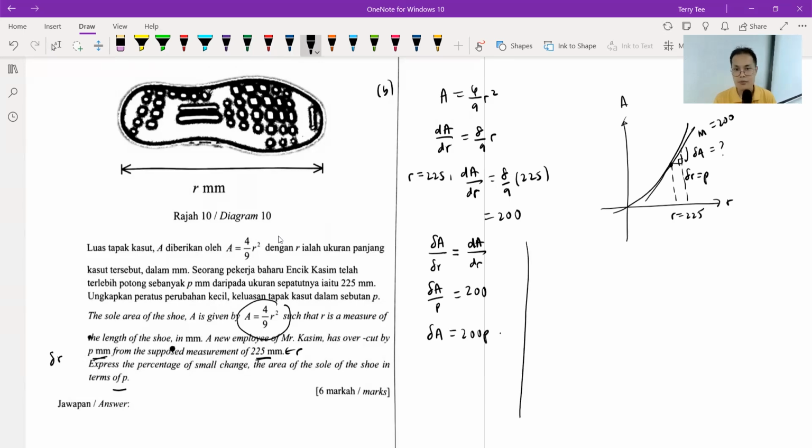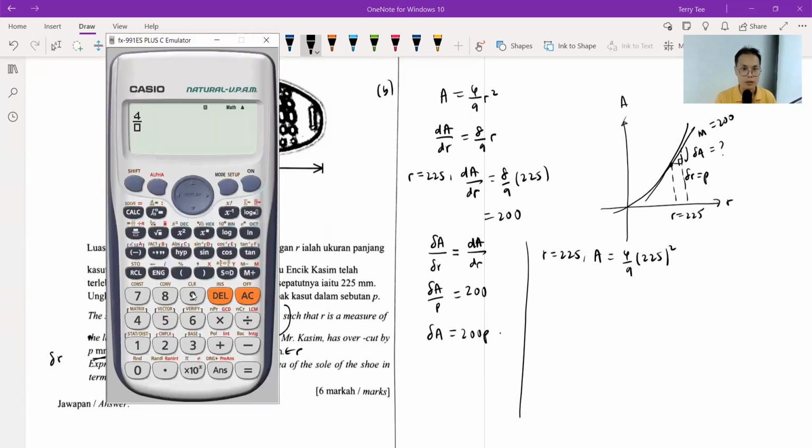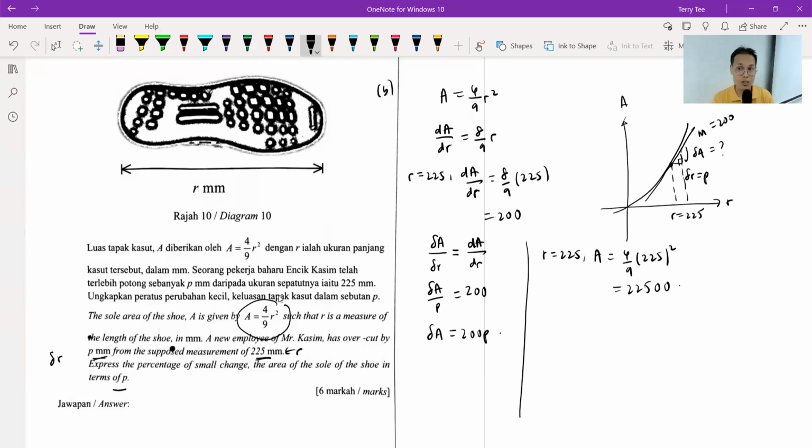But we're not done yet, because this is just delta A. We are finding the percentage change in the area of the sole. When we talk about percentage change, you must know the initial area. Initially, your R is 225. What is your area? We take 4 over 9 times 225 squared. That will give us a big number, 22500. So this is your initial area.